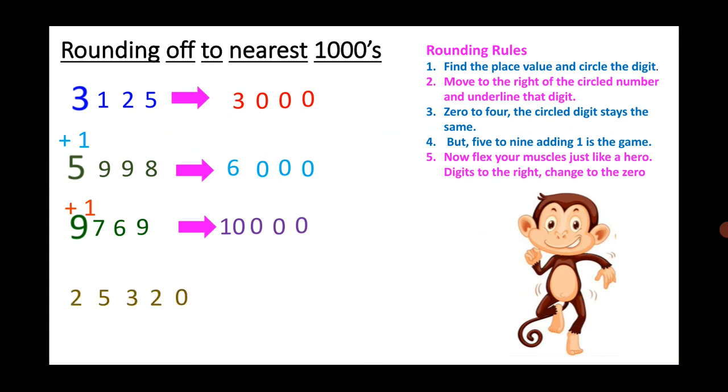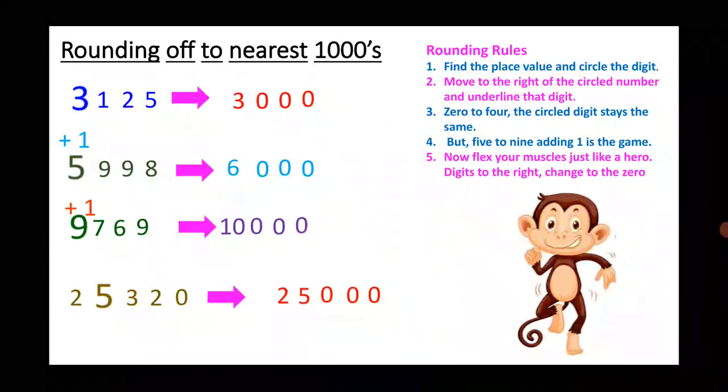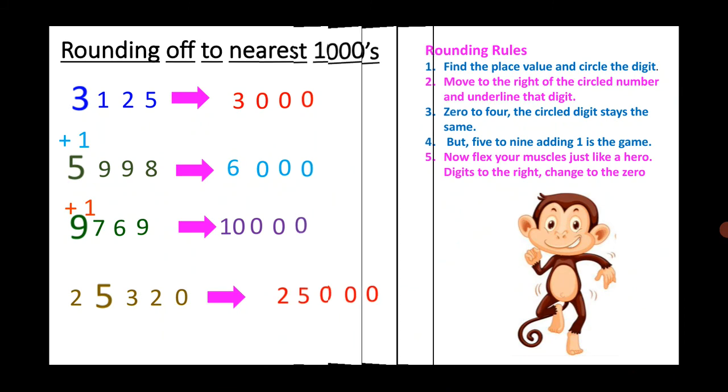Now my next number is 25320. Okay, now in the thousands place I have 5. Now if I have 5, what is to the right of 5? It is 3. Now 3 is smaller than 5. Okay, so the number will remain the same. Like 2 will remain 2, this 5 will remain 5, but this 3 will become 0. This 2 will also become 0, and the 0 will also become 0. So in this way we are going to round off to the nearest 1000.